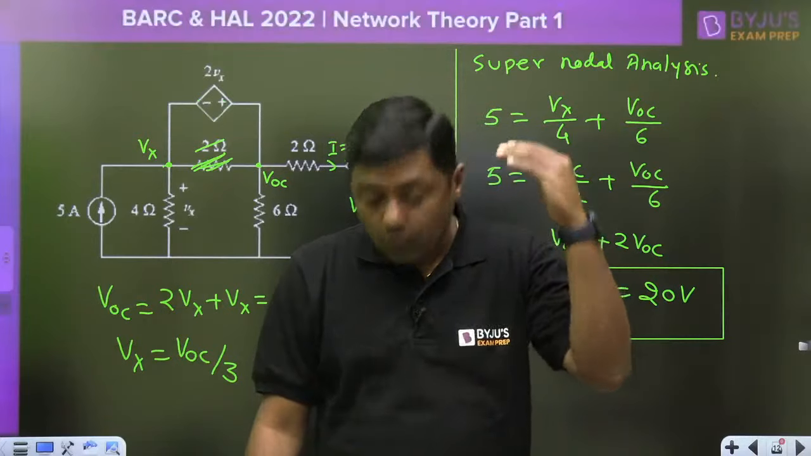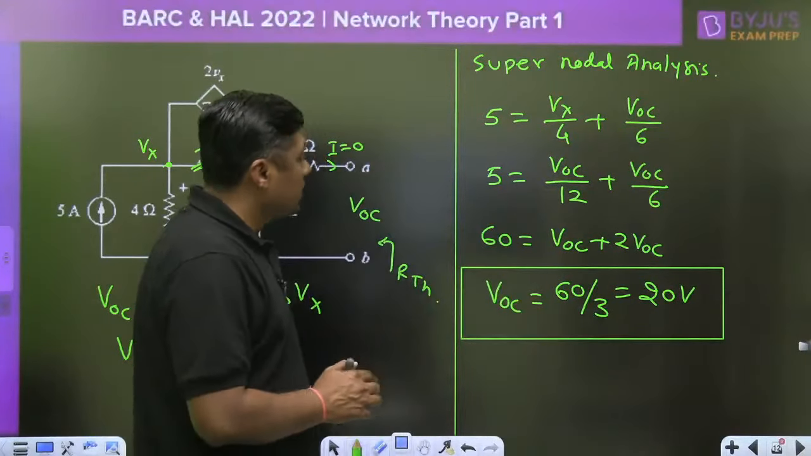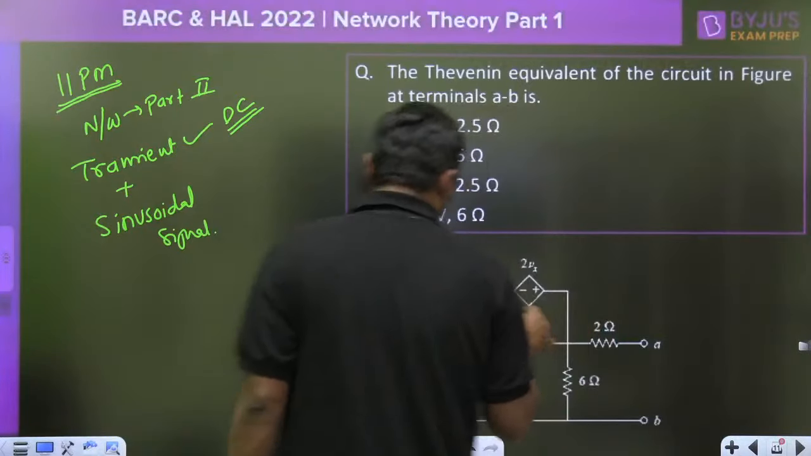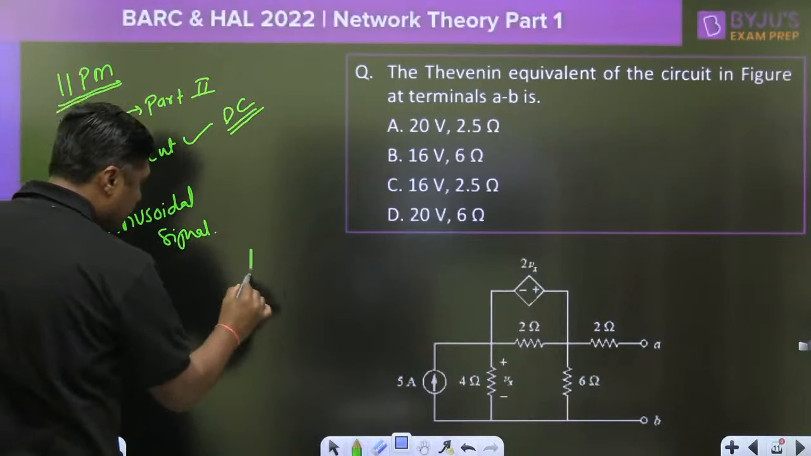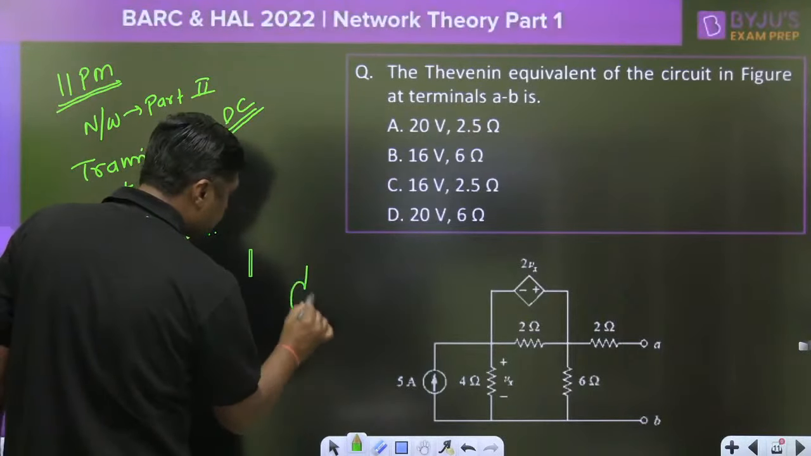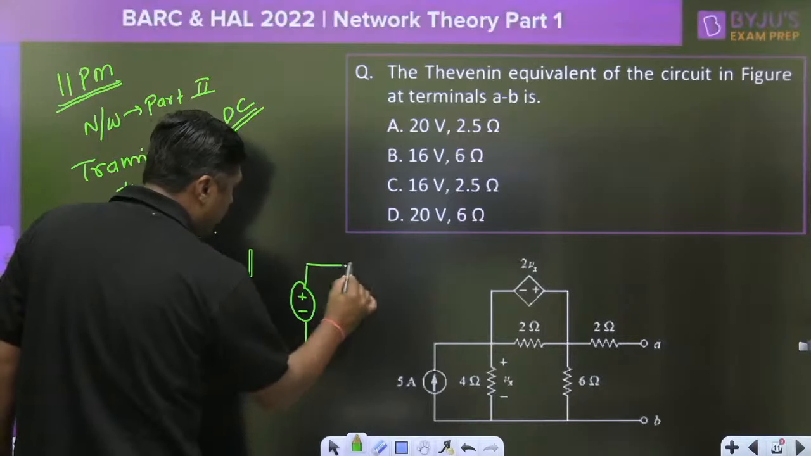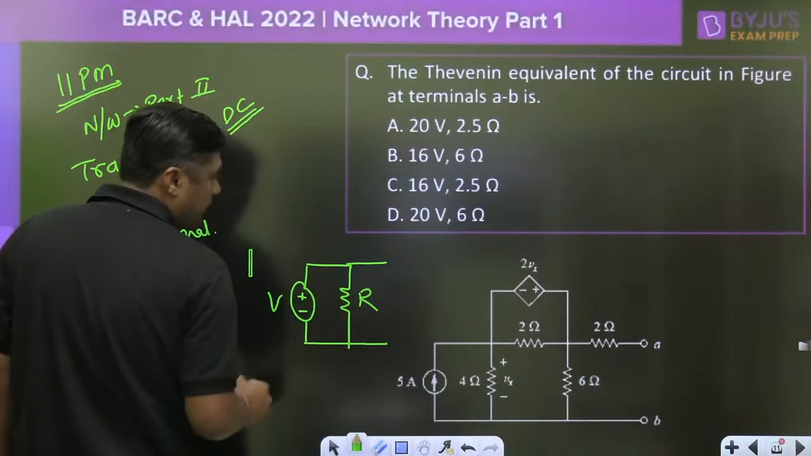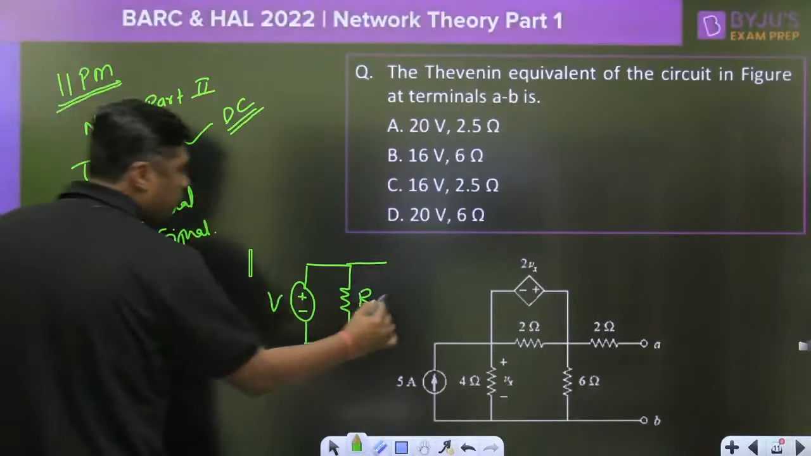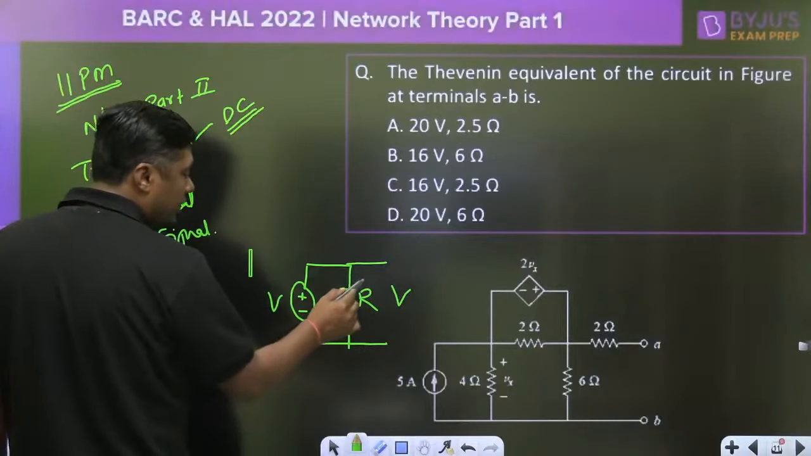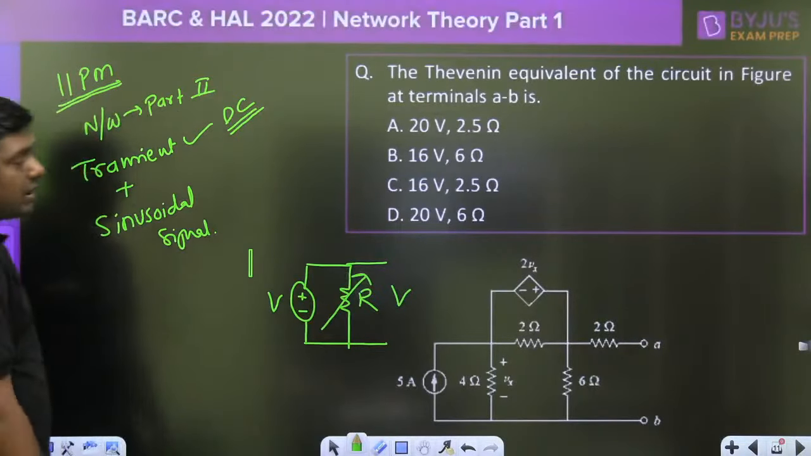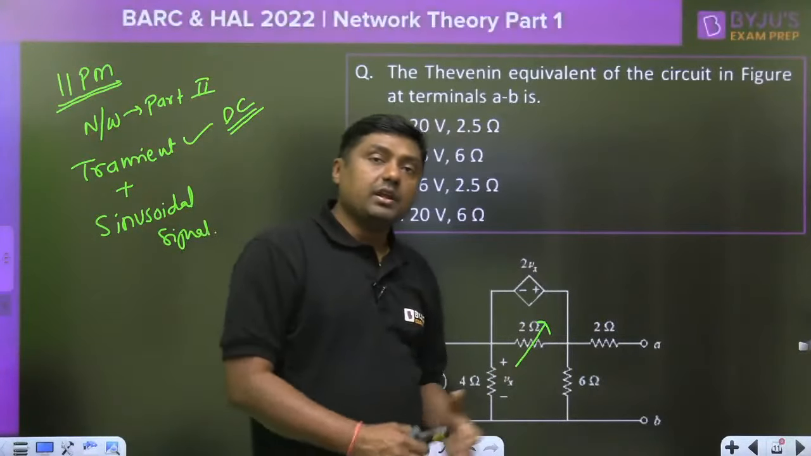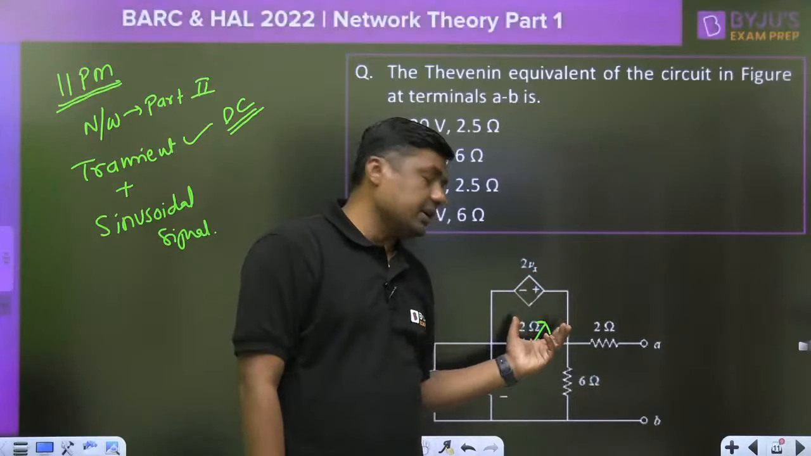Because why are we removing the resistor? Simple concept, I am giving you the concept. If we have a voltage source and a resistor, then at this point the voltage will remain V irrespective of the value of R. And that's why I am simply removing the value of R. I am taking it as infinite, and now I make it an open circuit, finished.